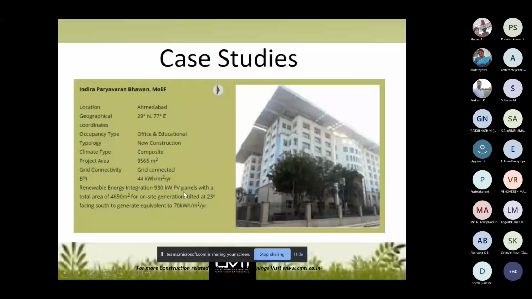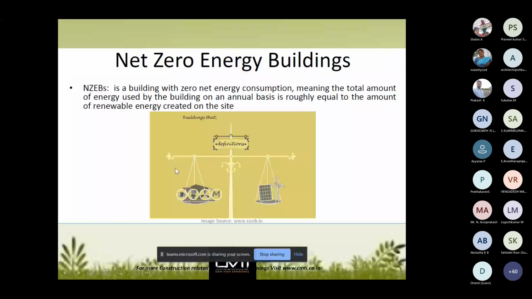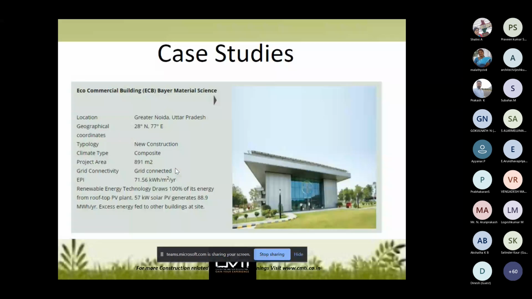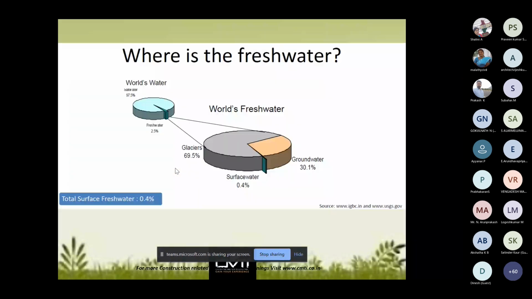This is about energy, and quickly I will go to water conservation also. The available fresh water in the world today is only 3%, and of that, a very small percentage is available for drinking purposes. You can see how the distribution is. The world's water is around 100%: 97% is sea water and fresh water is 2.5%. Of that, glaciers are 70%, surface water is 0.4%, and groundwater is 30%. This is getting depleted day to day.